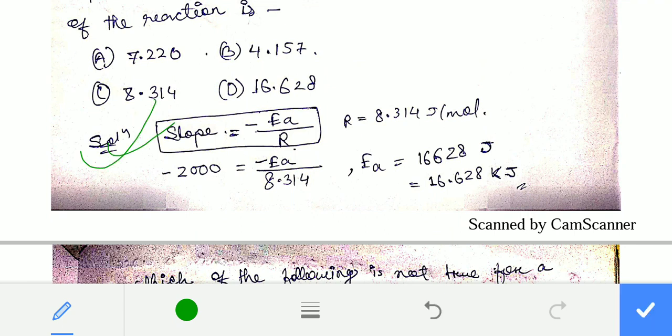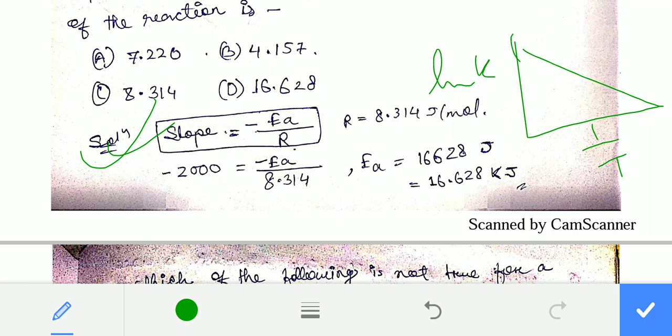Since the plot of ln k, where k is the rate constant, versus 1 by T gives this type of graph, the slope of this graph can be given as minus Ea by R. The slope of this curve gives minus Ea by R. The question asks us to calculate the activation energy, that is Ea.